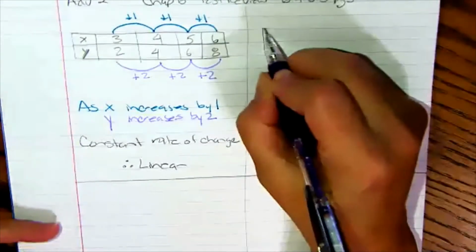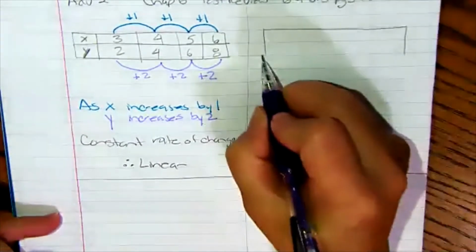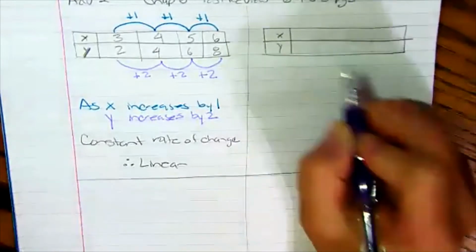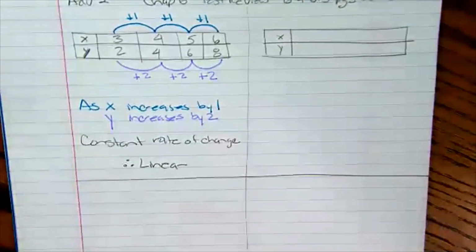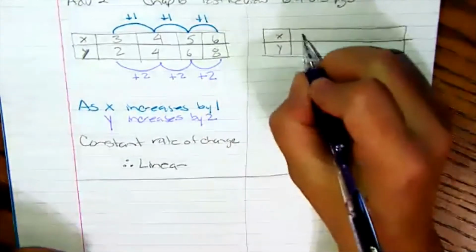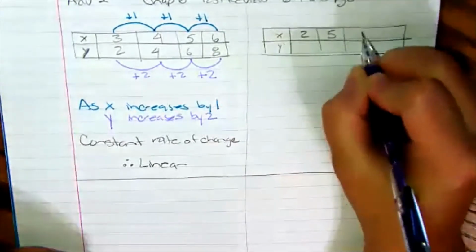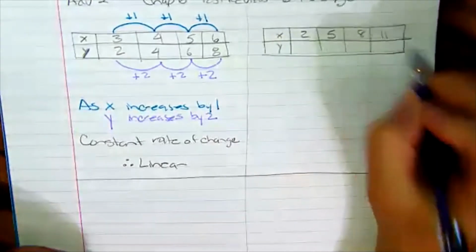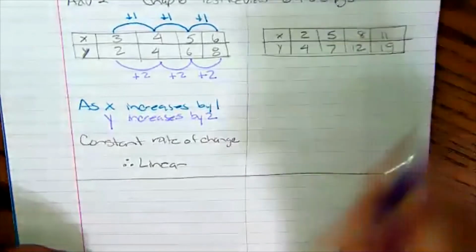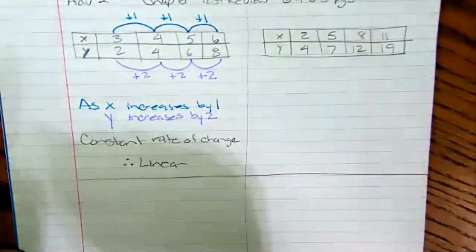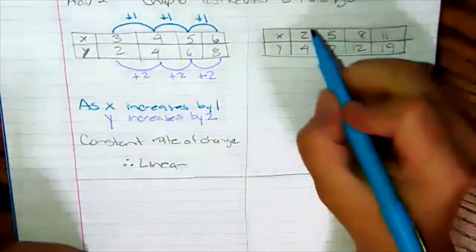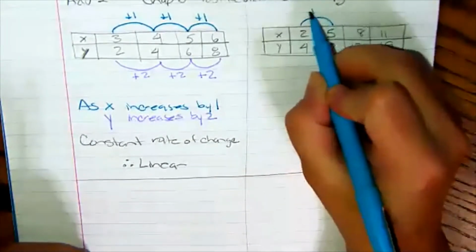Okay, next, they show us another table, X, Y. And we have 2, 5, 8, and 11, 4, 7, 12, 19. And they want to know, does this table represent a linear or a nonlinear function? Well, let's take a look.